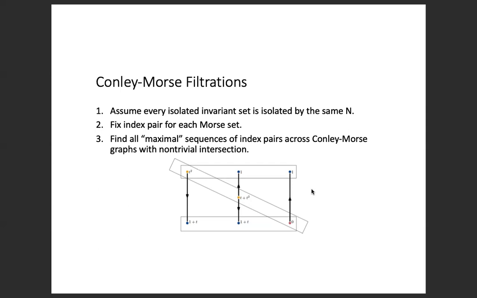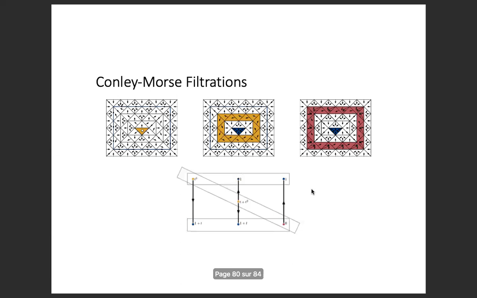You can only get persistence from this Morse set to this Morse set if P1 minus E1 intersects P2 minus E2 is non-empty. If the intersection is empty, persistence is impossible, right? Nothing can persist onward. So it's natural to only look at those sequences of Morse sets for which you have consecutive non-empty intersections, okay? So we follow such maximal sequences across the Conley-Morse graphs with non-trivial intersection, okay?